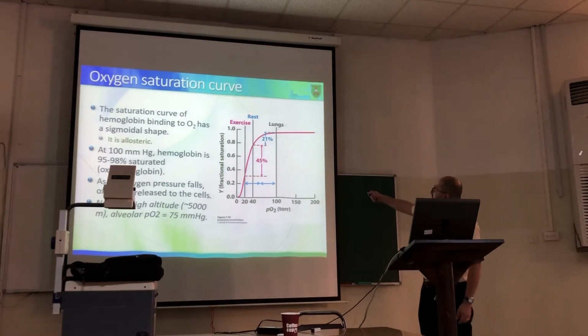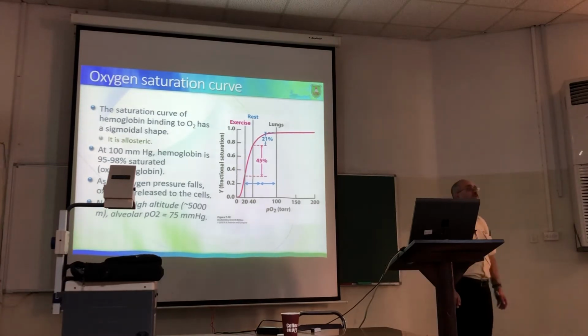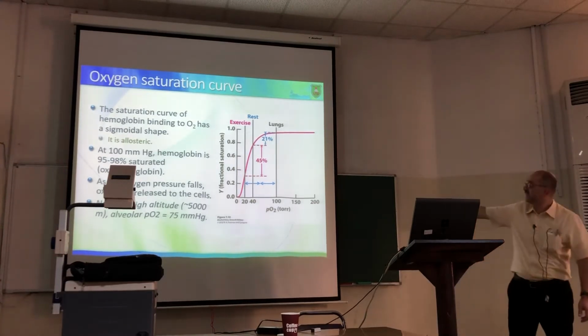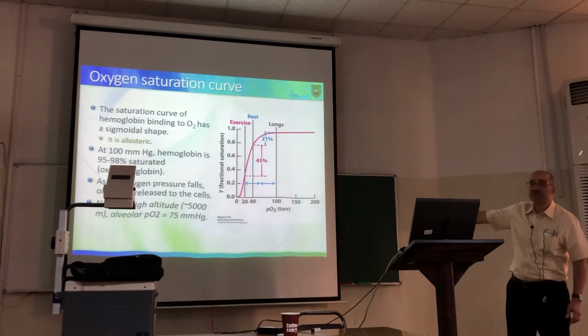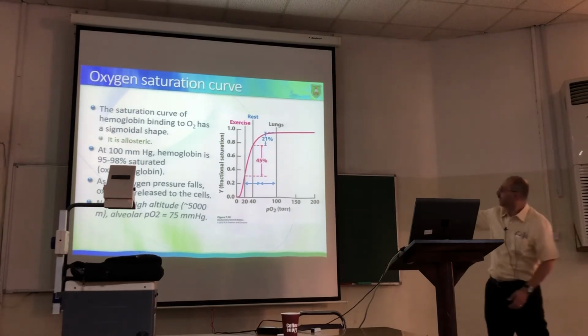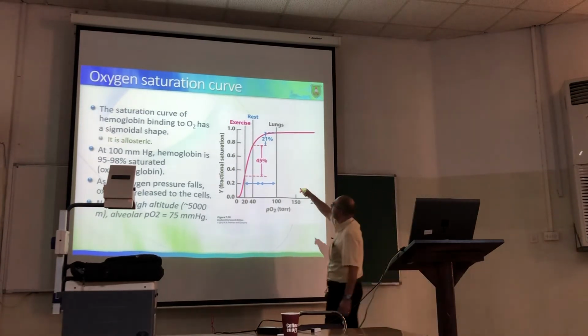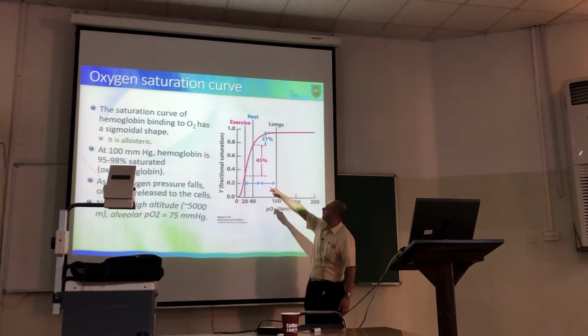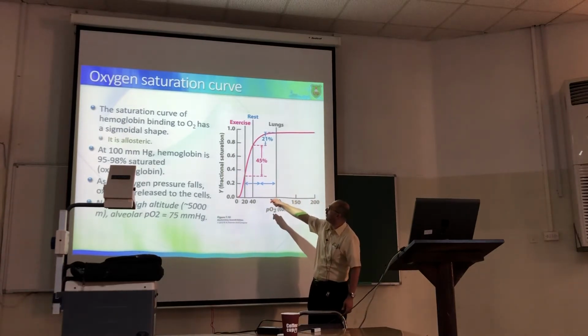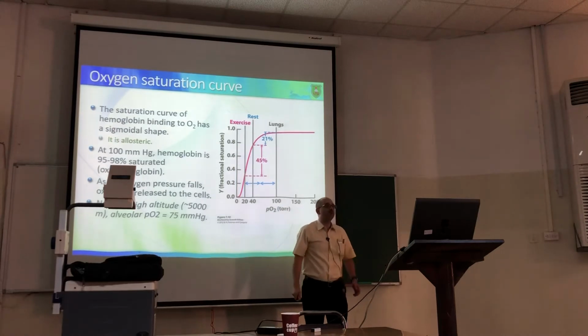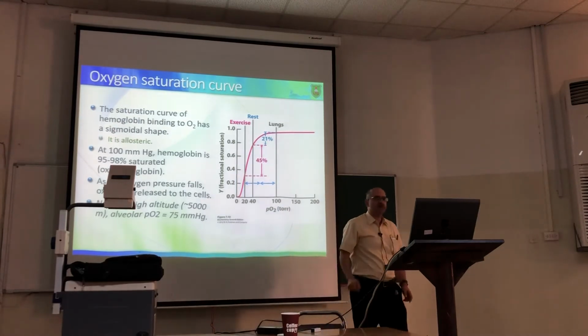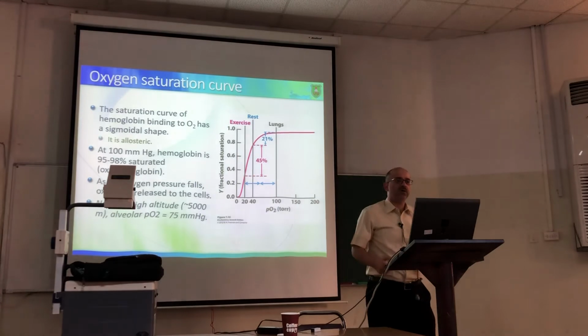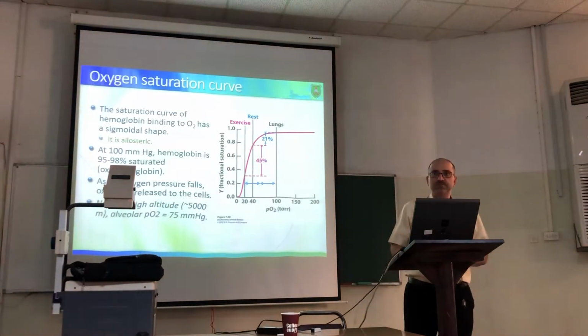Now notice that here at rest, when you're just sitting like a couch potato watching TV, the pressure of oxygen in peripheral tissues is about 40 torr. But when you're exercising, notice that when it goes down to about 20, look at the drop. Look at the drop of oxygen saturation from about 80% all the way to about 40%. Huge drop in saturation of oxygen.